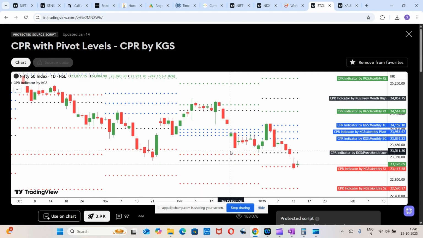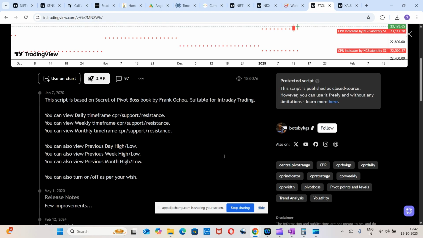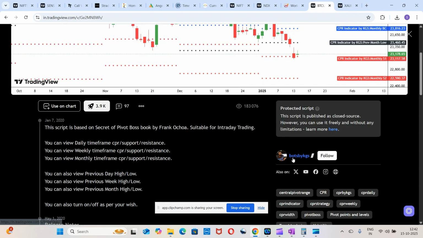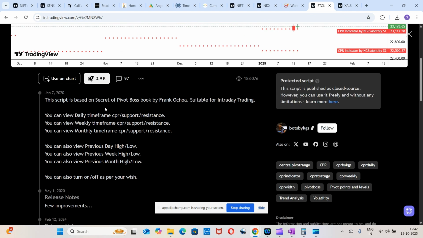So this is CPR with pivot levels by KGS. It draws three lines which are the CPR lines, central pivot range lines, and then it draws support and resistance lines. Okay, so that's what the CPR indicator is. This is an open source and protected source script updated on Jan 14th, and this is done by Bots by KGS. The script is based on the Secret of Pivot Boss book by Frank Ochoa, and it's suitable for intraday trading.